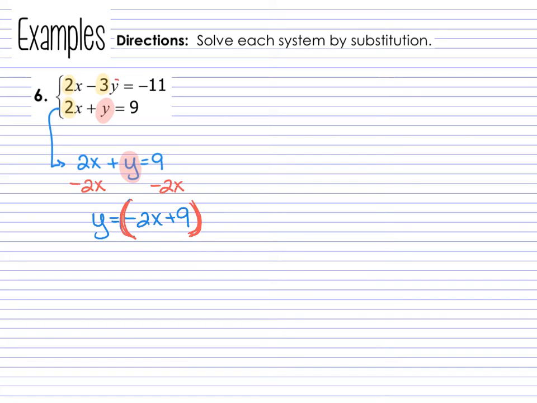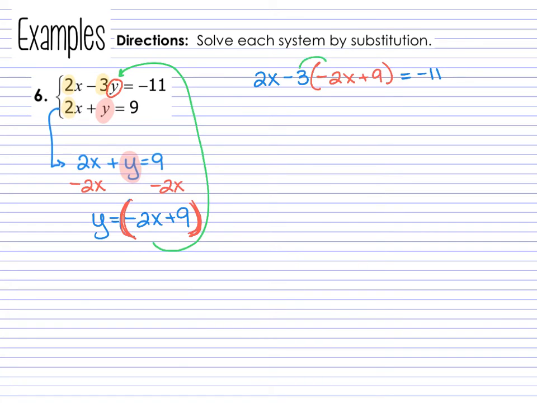So I'm going to take that and I'm going to replace the y in the first equation that we haven't used yet. I'm going to take this y value, and instead of writing y in that first equation, I'm going to put in negative 2x plus 9. So I'm going to start by rewriting that whole equation until I get to y. So I've got 2x minus 3. Oh, there's my y. So now I'm going to put in that set of parentheses. Negative 2x plus 9 equals negative 11. Okay, now I need to solve for x.